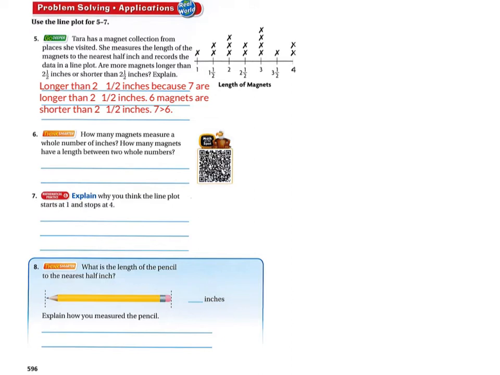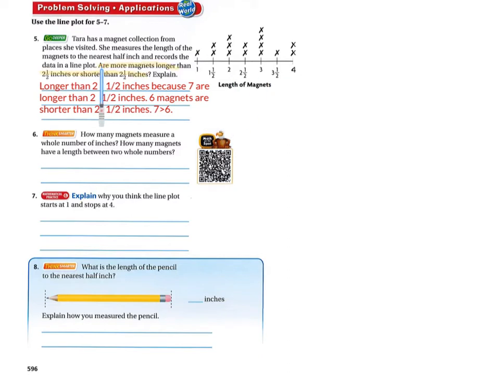So picture this for a minute. You have a magnet in front of you, you measure it to the nearest inch, you record that nearest inch, and then you put an X over the measurement up here in the line plot. Tara did this for each of her magnets. She measured, she put a mark to show the number of inches. So that's the first thing that we needed to understand, that they've already measured, here are the lengths.